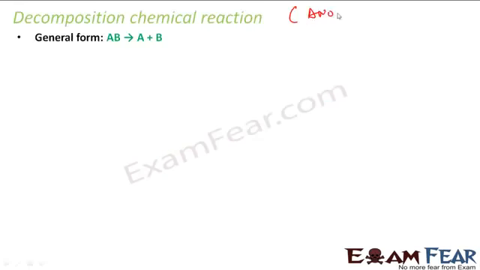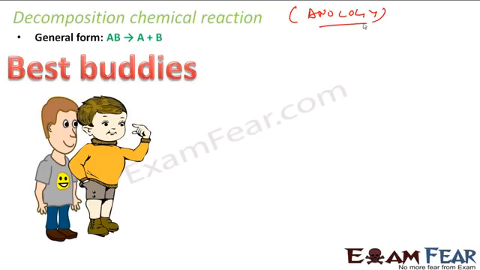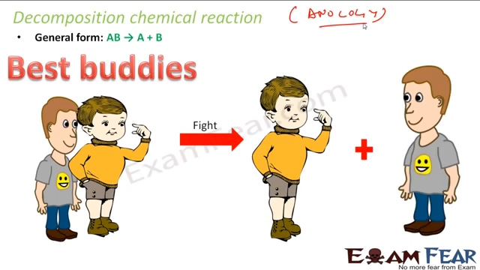The next is decomposition reaction. Let's study the analogy of this. They are two best buddies, just one identity, and they fought over some topic. I don't know, maybe one got less marks or something. They just fought, and now they are two different people. So they were one identity called best buddies. They fought in real life, right? They fought and they became two different identities. This is similar to a decomposition chemical reaction in the chemistry world.